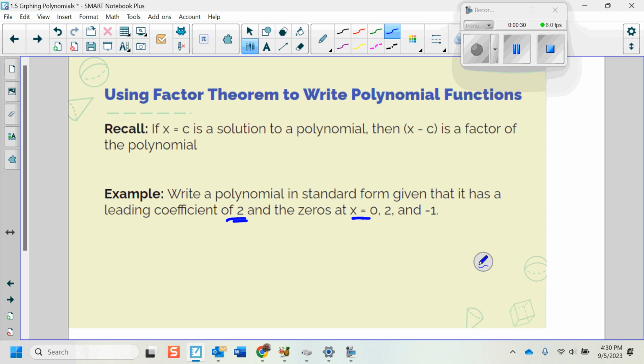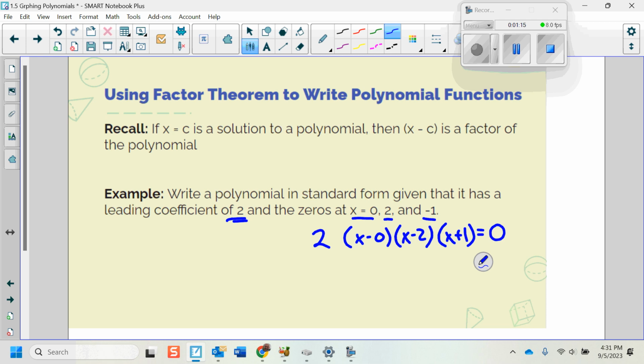So in this case, we have a lead coefficient of 2, and the zeros are at x equals 0, x equals 2, and x equals negative 1. Well, that tells me that x minus 0 will be a factor, x minus 2 will be a factor, and x plus 1 will be a factor. And we have to know that the lead coefficient will be 2. So I'm going to go ahead and get that lead coefficient, multiply this by 2, set it equal to 0, so that then that tells me, yes, x equals 0, x equals 2, and x equals negative 1 will all be factors of this.